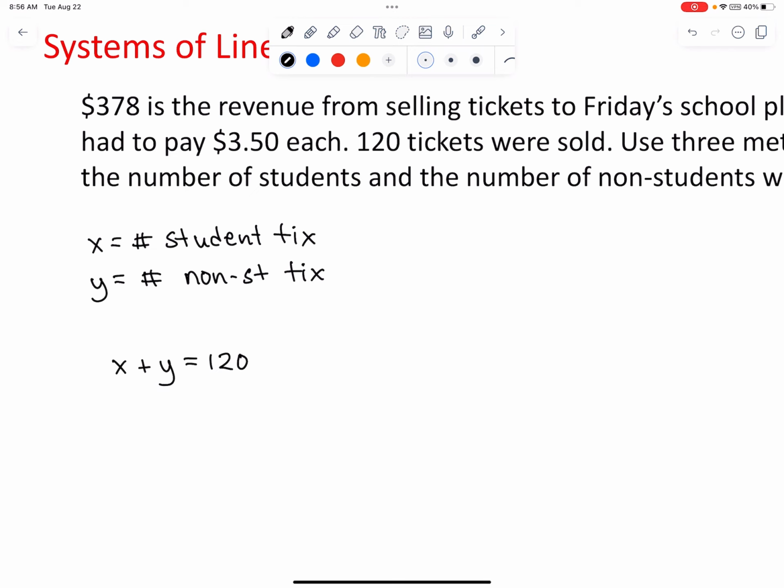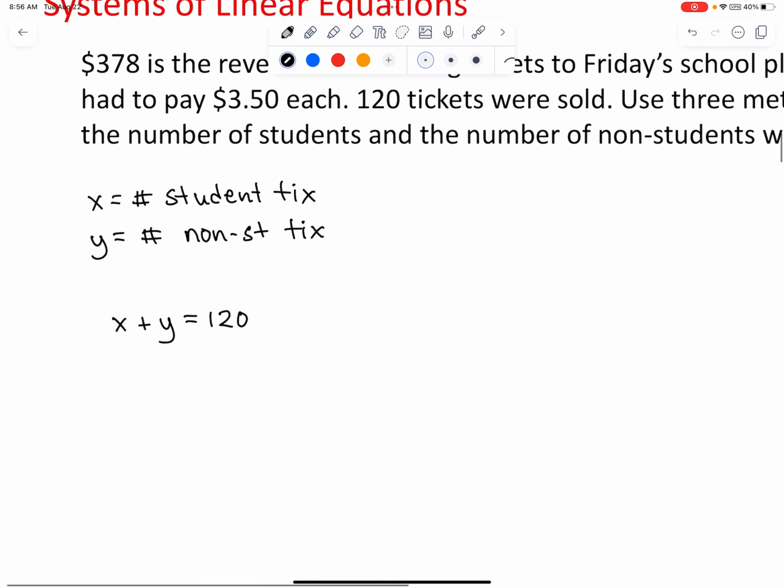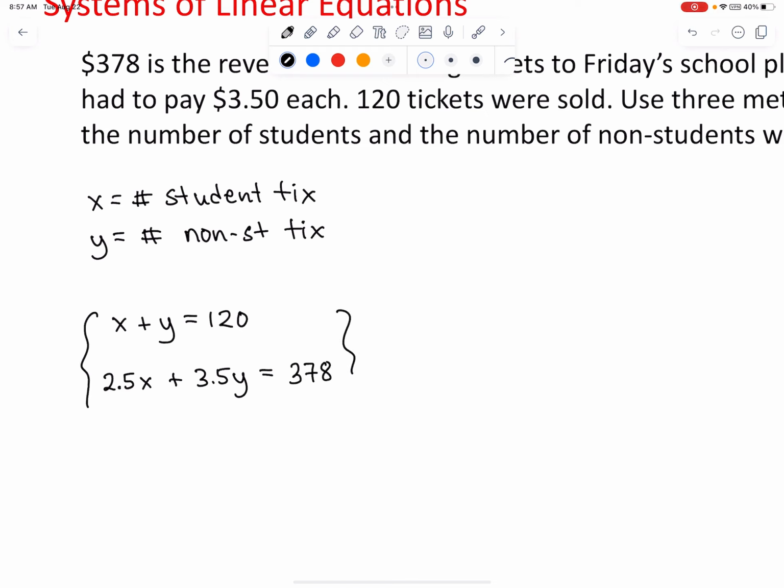Now we are going to write a revenue equation. We know that the amount of revenue brought in from the student tickets will be the number of student tickets times the price per student ticket, which was $2.50. And I'll use 2.5 for that. So 2.5 times X will be the revenue from the student tickets, and 3.5 Y will be the revenue from the non-student tickets, and this should add to our total amount of $378. Now this creates what we call a system of two equations with two unknowns, X and Y.